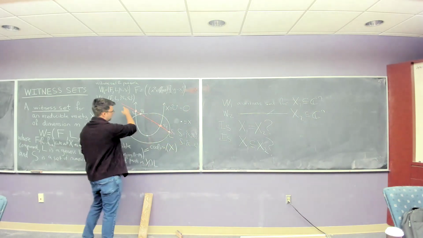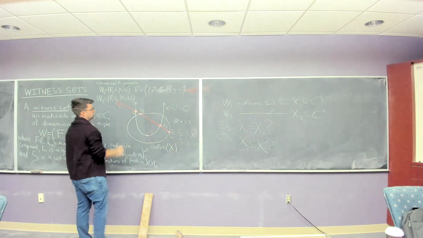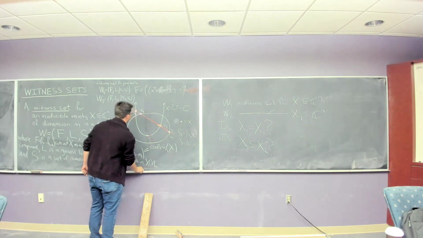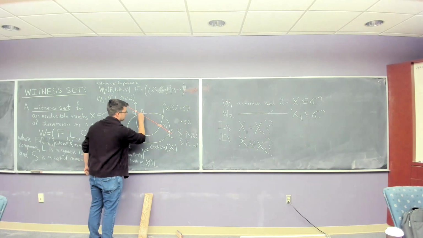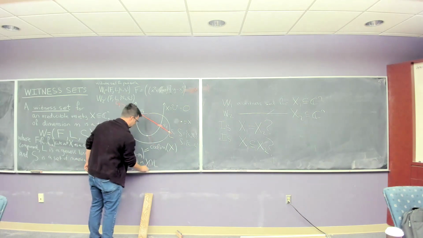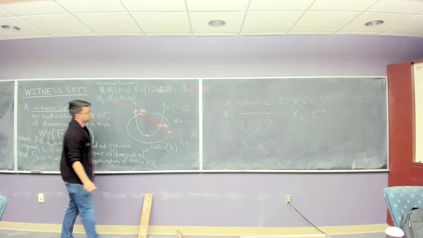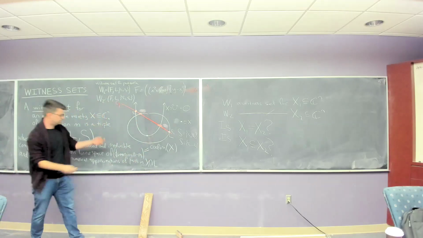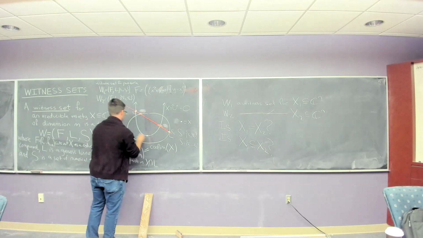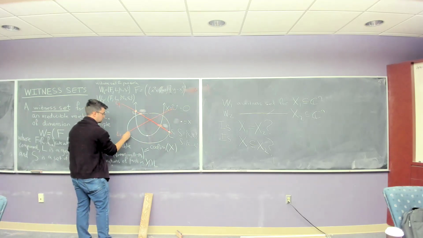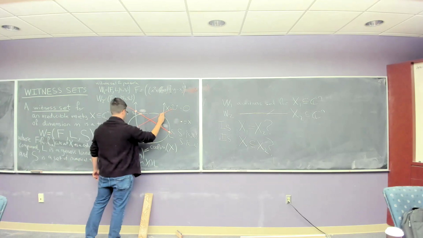What's the algorithm? So this is my L1. Don't care about these. This is a witness set for the parabola, with L1. And L2, a witness set for this poorly drawn circle.